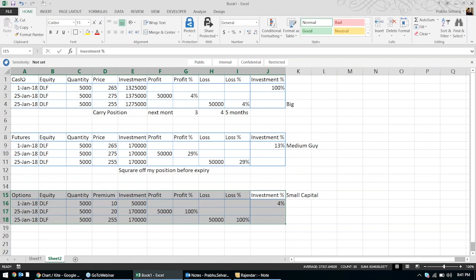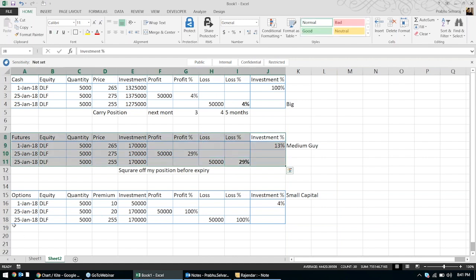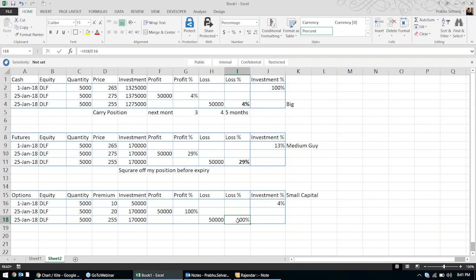Okay, in the cash market, you lose only 4% of your capital, which is manageable. In the futures market, you lose 30% of your capital, I mean in this example, which is very huge. In the options market, you lose your entire capital if you trade in the wrong direction. Maybe you can keep a stop loss of 50% when the stock is going down. Still, the loss on your investment is minimum 50%.